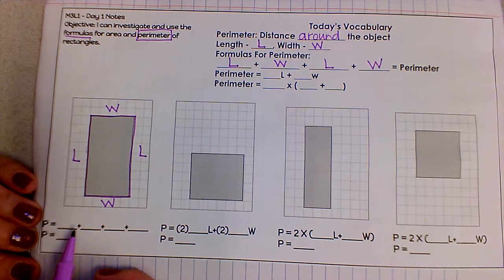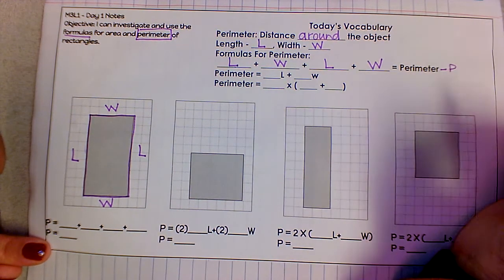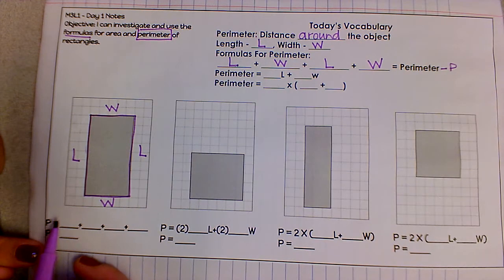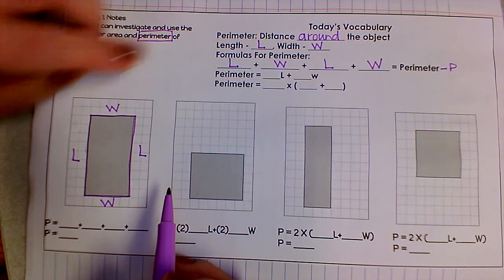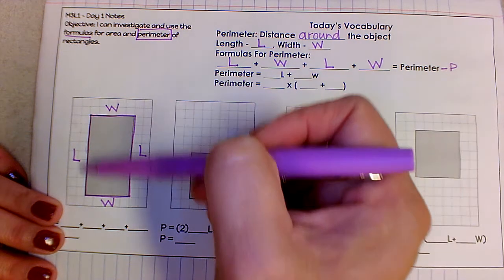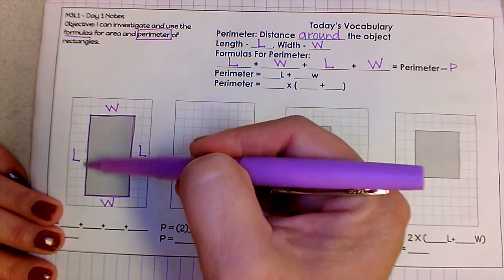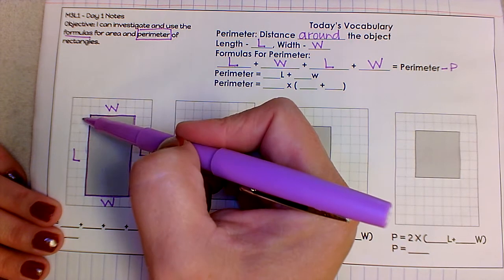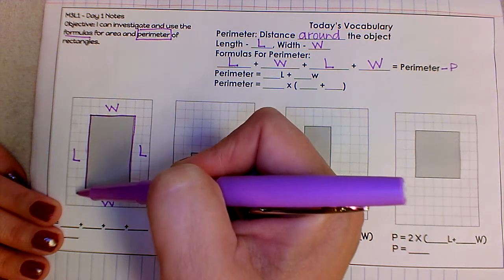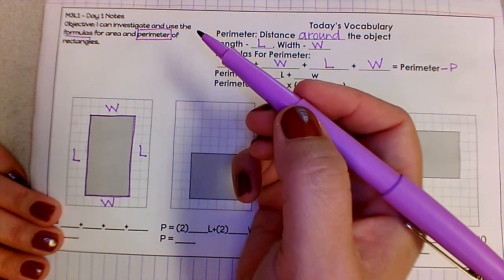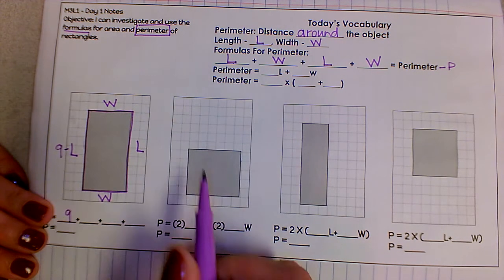So if I come down here, look, P equals. Another abbreviation for perimeter is P. So if I have P equals blank plus blank plus blank plus blank, I know the first one we said is length. Well, I'm going to use these squares on my chart to find out the length of this rectangle. So I've got 1, 2, 3, 4, 5, 6, 7, 8, 9. What's the length of that rectangle? It's 9. So I'm going to put 9 as the length.